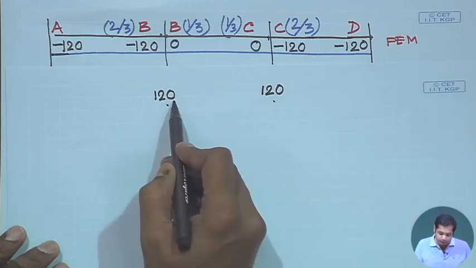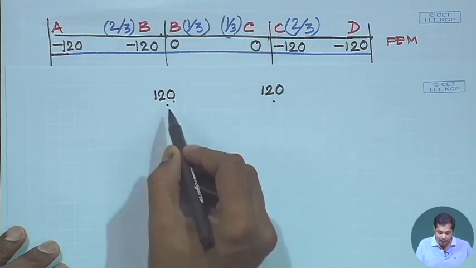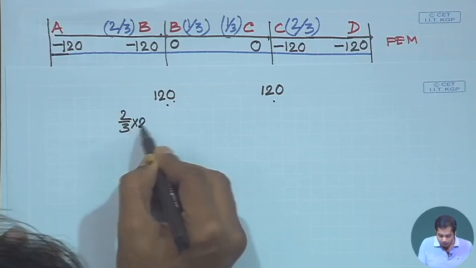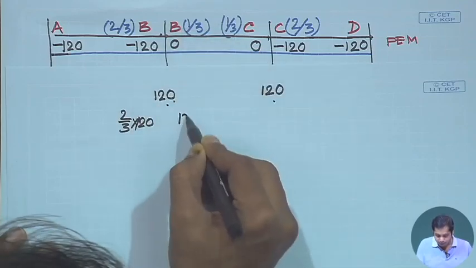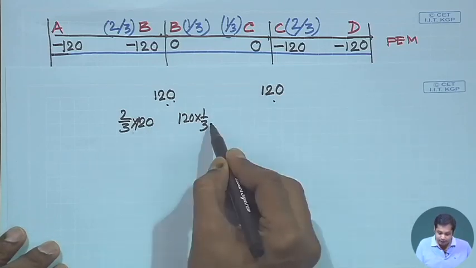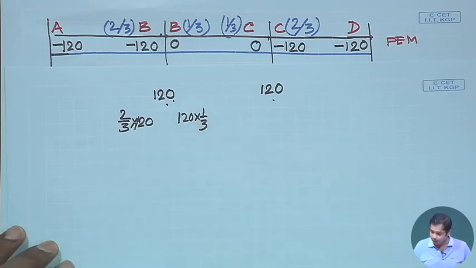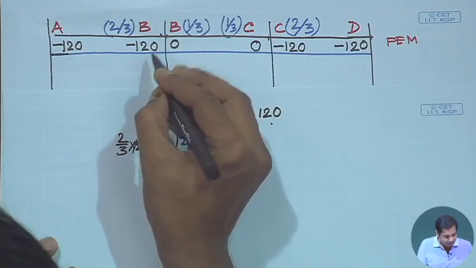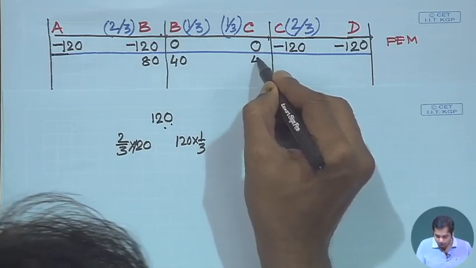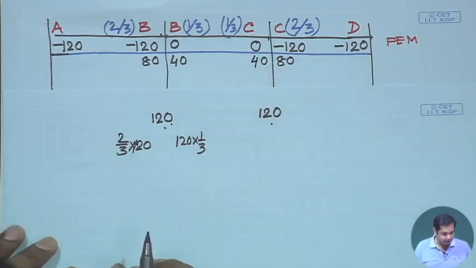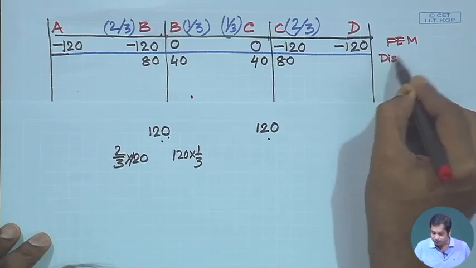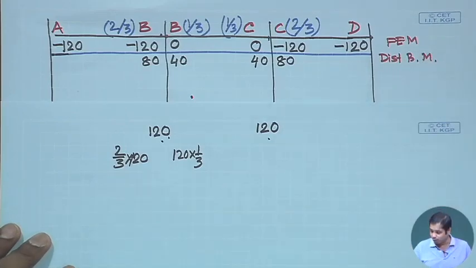These 120 will get distributed in BA and BC, and the contribution in BA will be 2/3 of 120, and contribution in BC will be 1/3 of 120. Similarly here, and this will be 80 and this will be 40. Similarly, this will be 40 and this will be 80. Okay. Now, this is the distributed balancing moment.